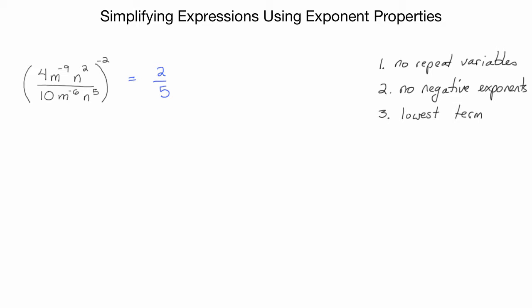Now let's just work with each variable one at a time. Let's go with the m's. I have m to the negative ninth over m to the negative sixth. The quotient property says when you're dividing the same base, m divided by m, I can subtract the exponents. So that turns into m to the negative 9 minus the negative 6 power. And I can do the same thing with the n's. Quotient property says I can subtract them. So that becomes n to the 2 minus 5. All of this is to the negative 2 power.